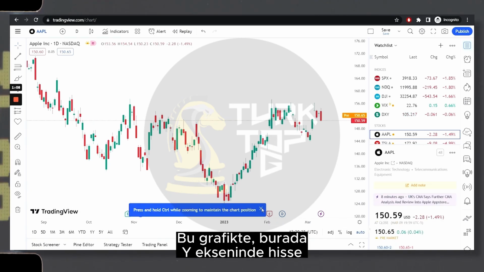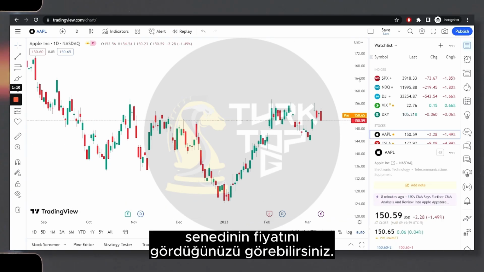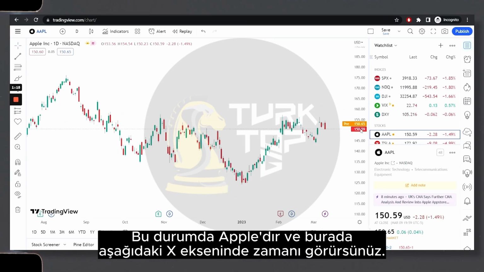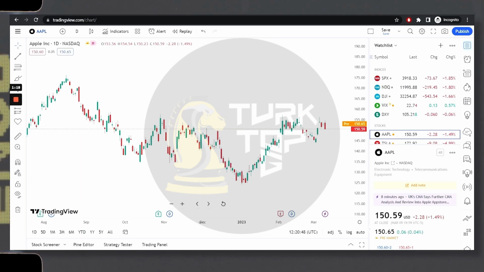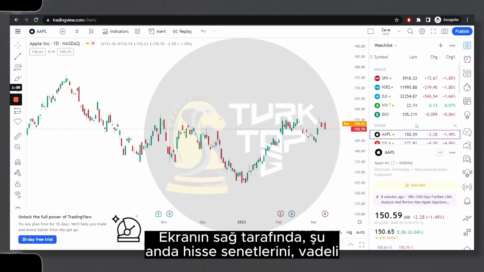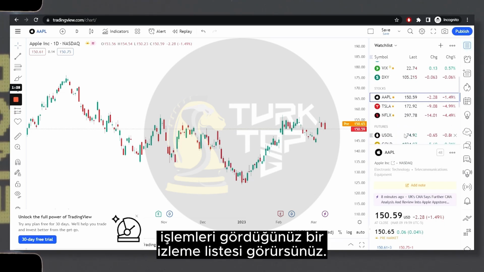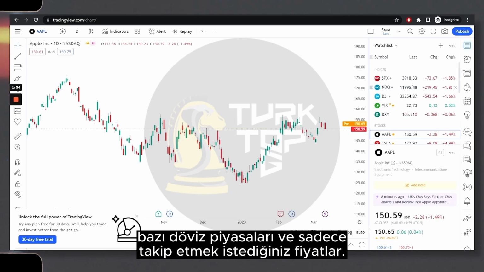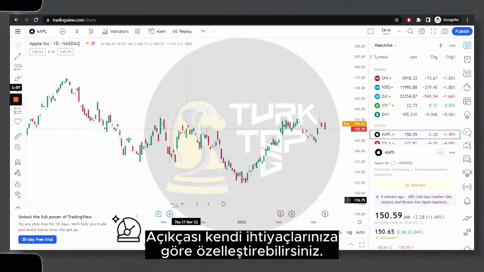On this chart, you can see that on the y-axis, you see the price of the stock, which is Apple in this case. And then on the x-axis down here, you see the time. This defines what the price of the stock was and at what time. On the right side of the screen, you see a watch list where right now you see stocks, futures, some currency markets, and just the prices you want to keep track of. You can obviously customize it based on your own needs.